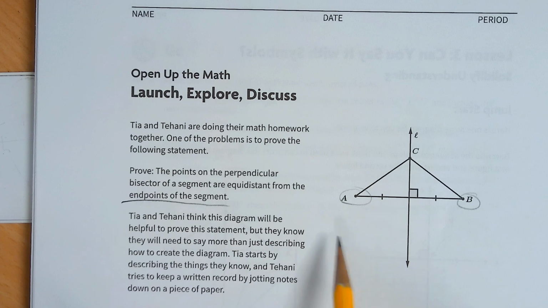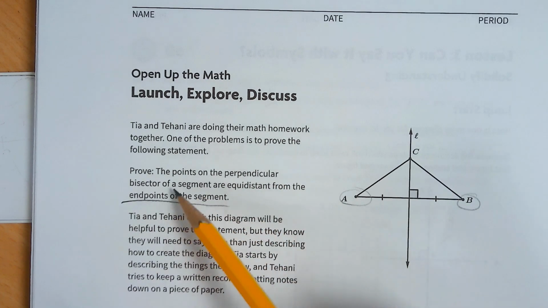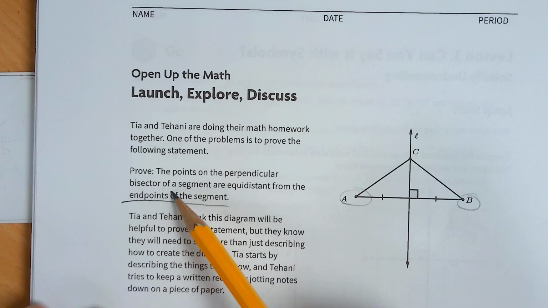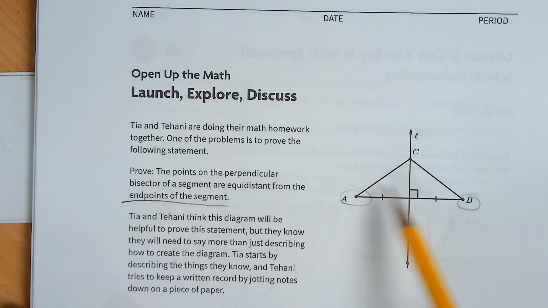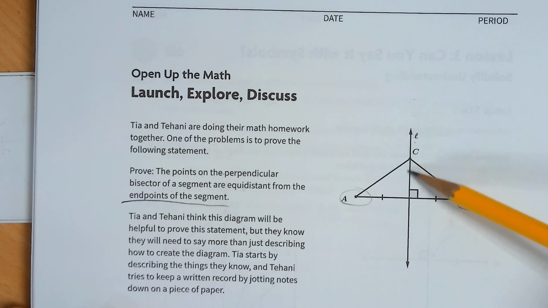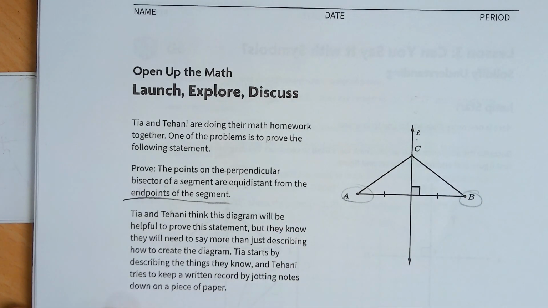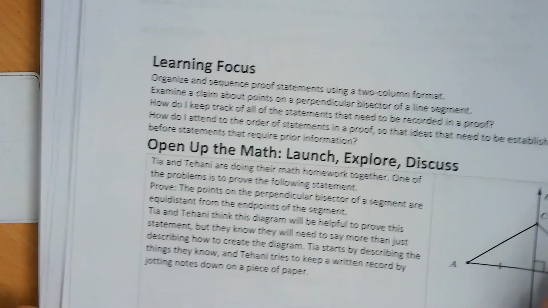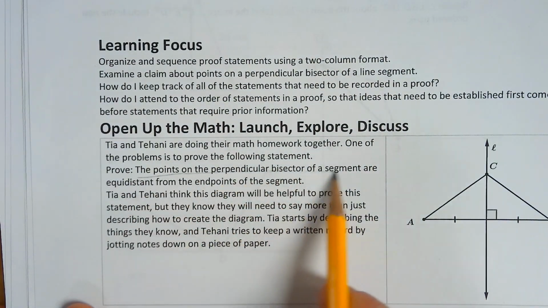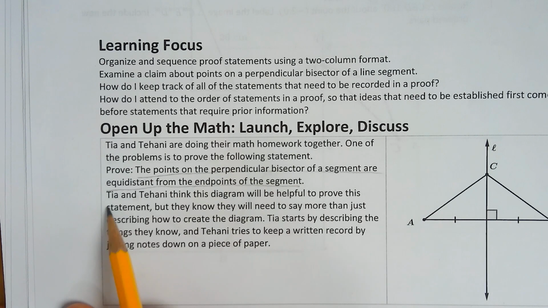The endpoints are A and B. All points on the perpendicular bisector are equidistant. So it doesn't matter where you are on it, you will be the same distance from A and the same distance from B. If you're in this packet, prove the points on the perpendicular bisector of a segment are equidistant from the endpoints of the segment.